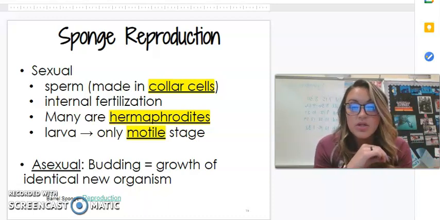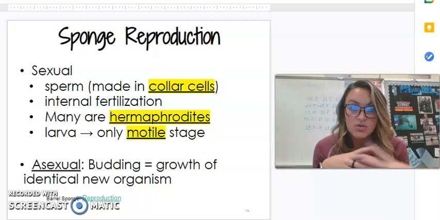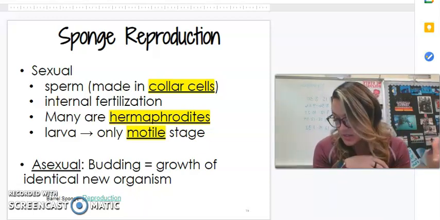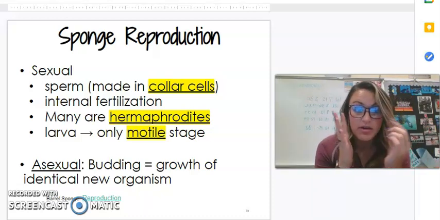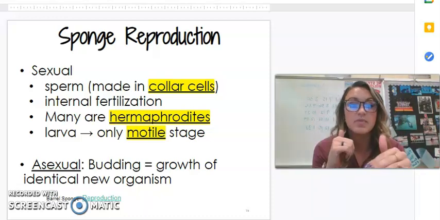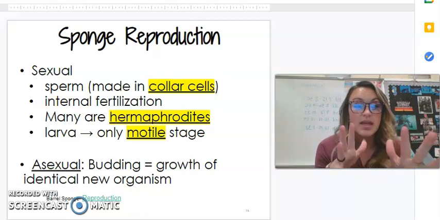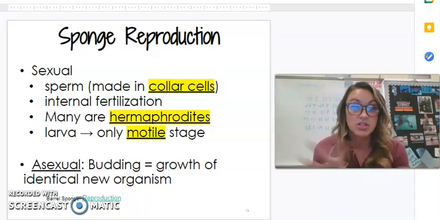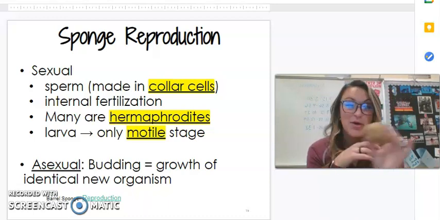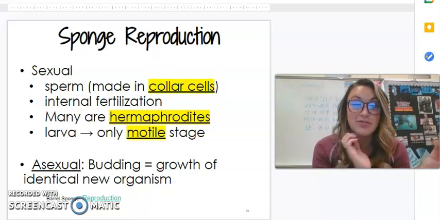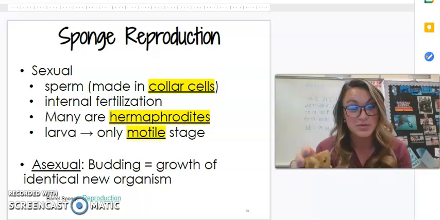They can go through internal fertilization. So basically what they'll do is create a big giant sperm or egg volcano. It'll all come out through the osculum, the same place that the water exits. And then that sponge will release its gametes into the water column, and then those gametes are sucked in by a sponge through its ostia. So basically they are filter feeding and they are filter reproducing.